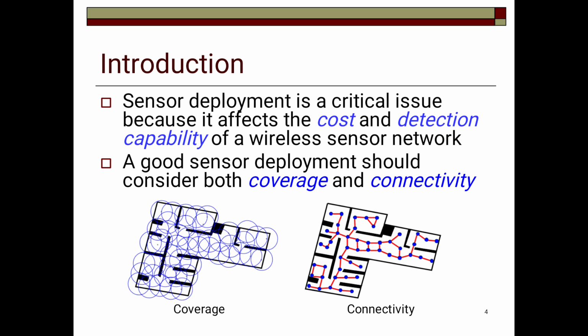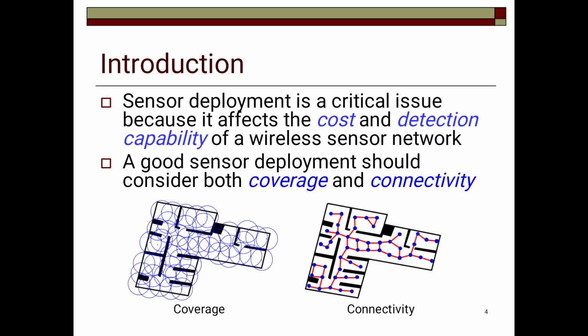You see, sensor deployment is a critical issue because it affects the cost and detection capability of a wireless sensor network. Mainly, if sensors are placed far away from each other and if they need to communicate with each other, then the cost will escalate. And detection capability is equally important because each sensor needs to detect other sensors. A good sensor deployment should consider both coverage and connectivity.